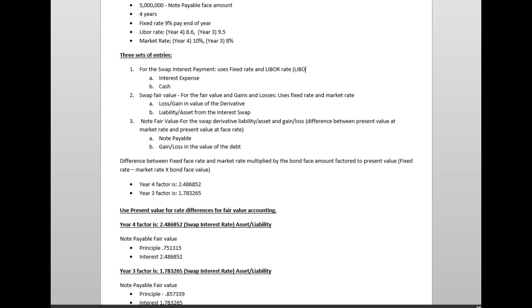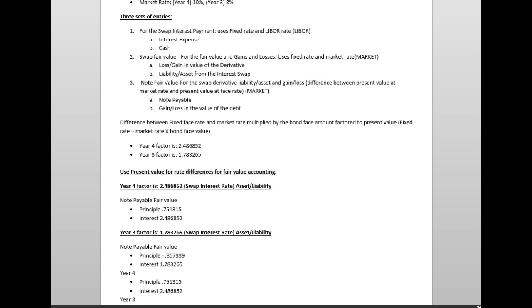LIBOR is used in the first entry. Market is used to calculate the last 2 entries. So it's kind of how it sets out. Let's get that put in there. So it kind of gives you a framework.